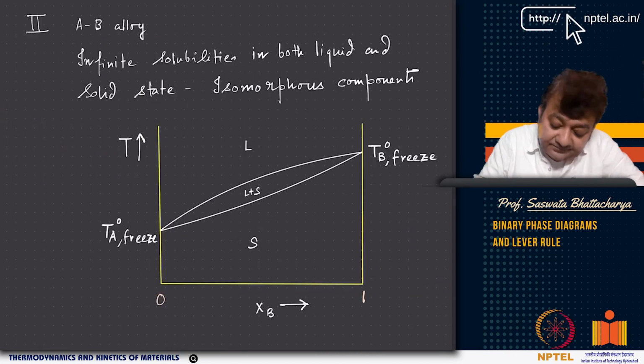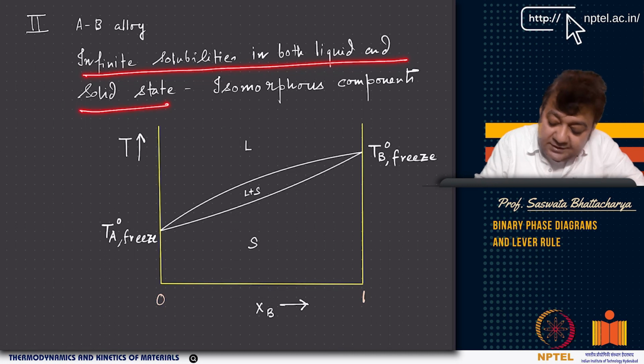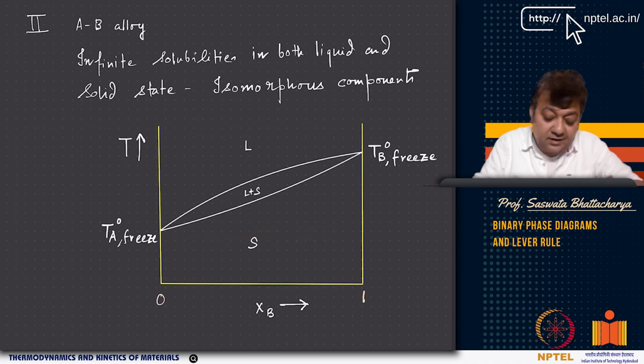Now you have, in the second case, an AB alloy. In the second case we are talking about an AB alloy, again a binary alloy with infinite solubilities in both liquid and solid, and you have isomorphous components. As I told you, isomorphous means having the same structure. And you get some sort of a lens diagram, and this lens diagram is very common.